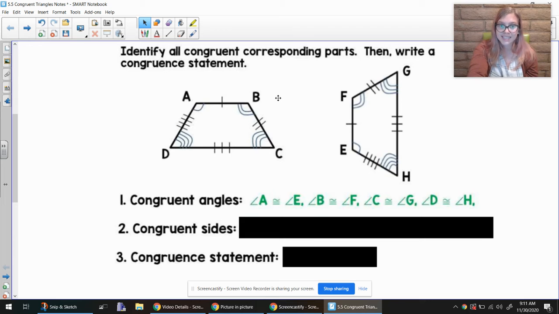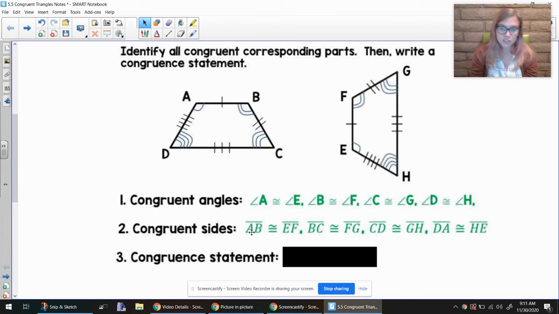Next, we're going to look at congruent sides. We know congruent sides because of the amount of tick marks. So side AB is congruent to side EF, side BC is congruent to side FG, and so forth. The congruent statement takes all of those angles and sides and makes sure that when we write that the two shapes are congruent, we put all of the angles and the sides in corresponding places.